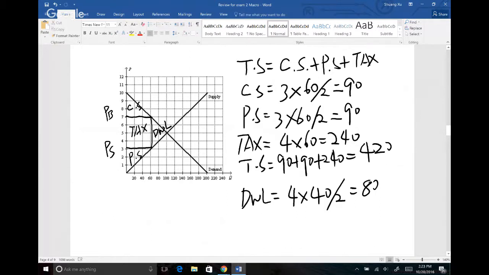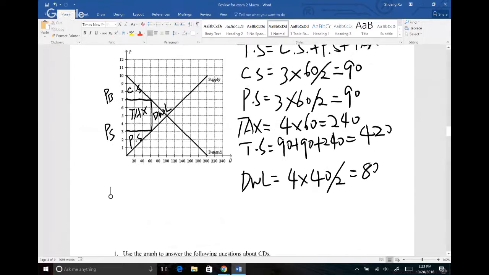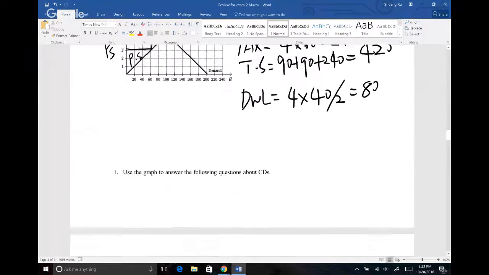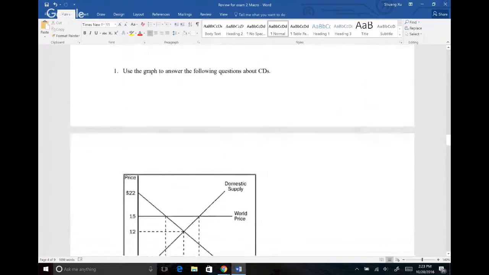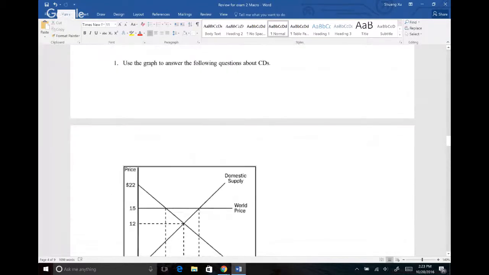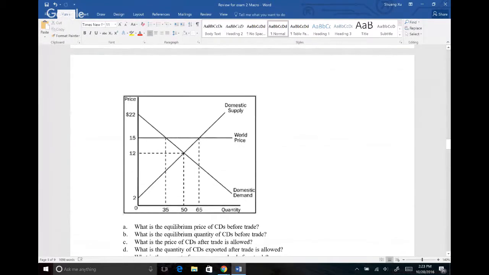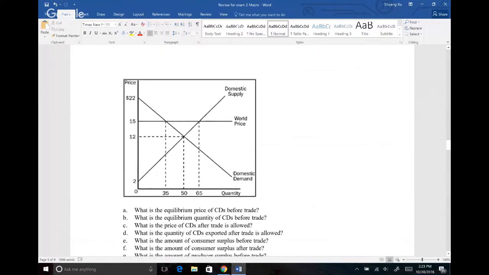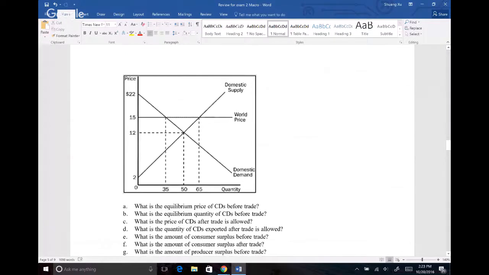All right, so that's how you do this problem here. Now, does anybody have any question how to find the consumer producer surplus, price for buyer, price for sellers, and also dead weight loss? All right, so if no questions, let's go to the next one. So next one is chapter 9.